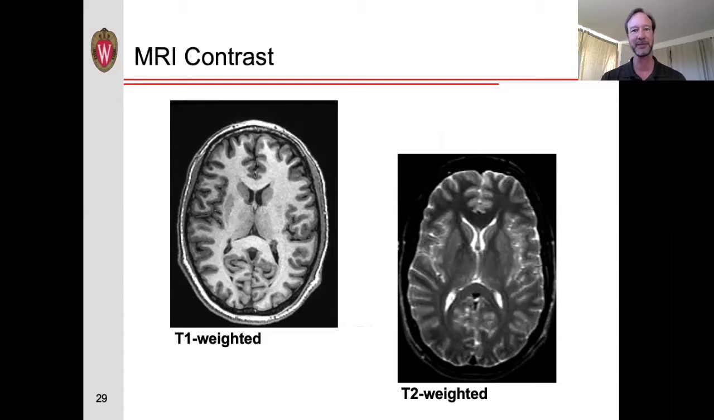For example, the images shown here show two different brain slices acquired at two different contrasts, one which we call T1 weighted and the other T2 weighted. Let us briefly explore what is meant by T1 and T2.